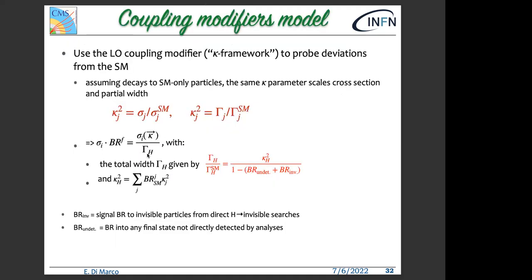Okay, then a word about the coupling modifier model that you see everywhere. So instead of the signal strength, which is the ratio of the signal cross section against the standard model one, you can do this in the kappa framework, which is similar. But it's different because this kappa is the modifier of the coupling itself. So the kappa squared is the ratio of the cross section, but the kappa itself is the modifier of the coupling, which is a complex number. So it is also sensitive to the interference between different diagrams. Okay, so the interference can change the kappa and sometimes not the cross section.